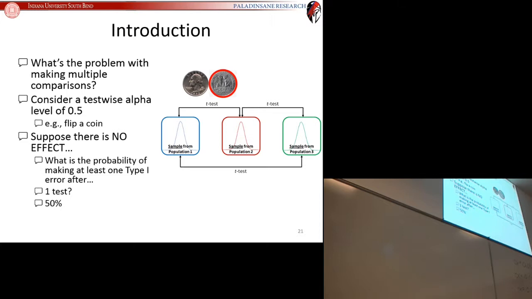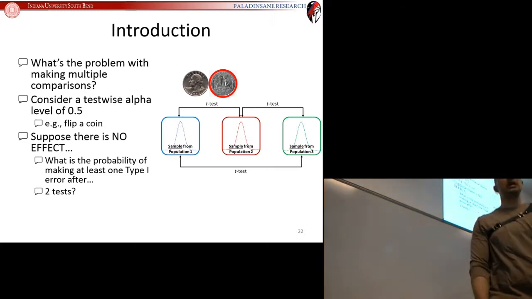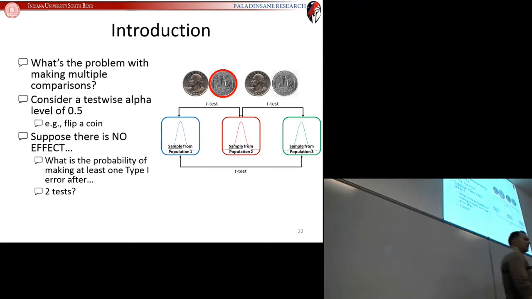So that's after one comparison. What is the probability of making at least one type 1 error, saying that there's an effect when there isn't an effect, after two tests? Well, that starts to accumulate, because not only can you make an error on the first test, you also have a second chance to make an error on the second test. So you can make an error on the first test, you can make an error on the second test, you can make an error on both. There's only one way that you will not make an error, and that is a 50-50 chance of getting it right the first time and a 50-50 chance of getting it right the second time.